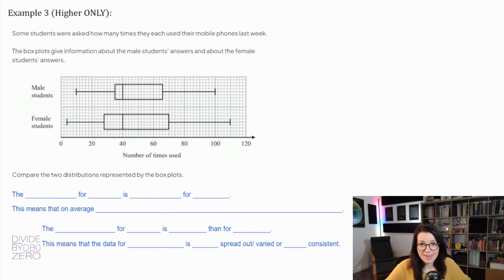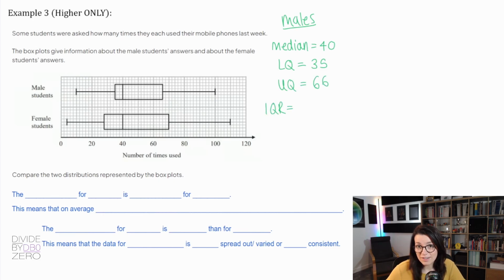So before we can make any comparisons, we need to look at the data and maybe find, for example, the medians and, let's say, the interquartile range for this example. So if we start with the males, the box plot for them shows us that the median is 40. The lower quartile, so the first part of the box, is at 35. The upper quartile is at 66, meaning the interquartile range is the difference between them. So 66 take away 35 gives 31.